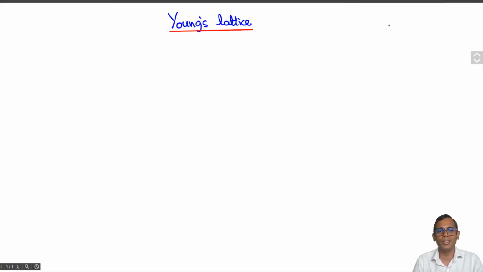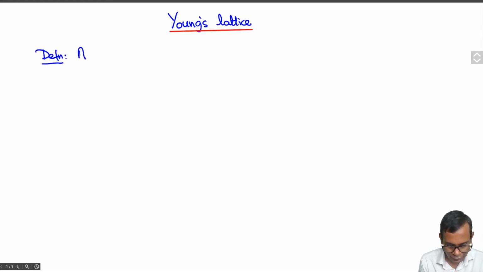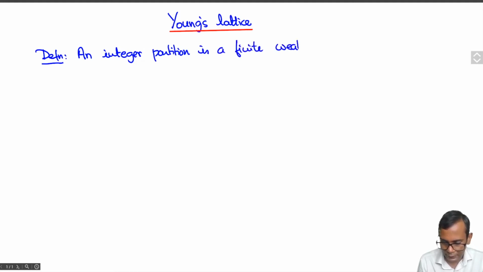In this lecture, we look at Young's lattice, which happens to be my favorite lattice. So firstly, we start with the definition of an integer partition. An integer partition is a finite, weakly decreasing sequence of positive integers.